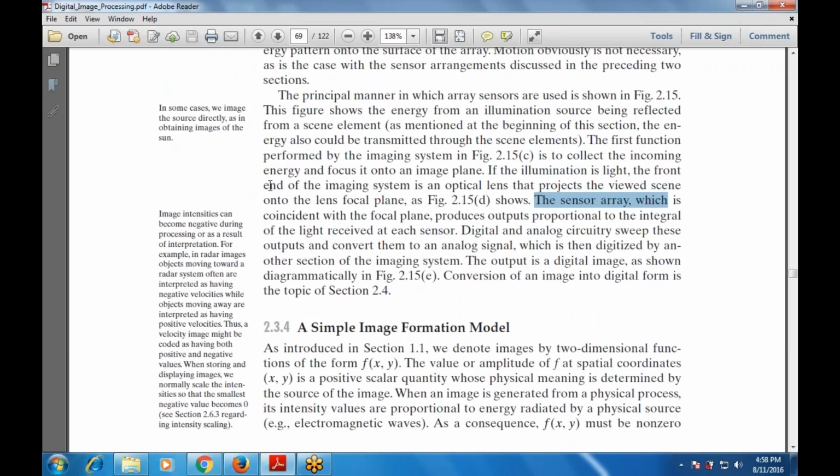And the sensor array, which coincides with the focal plane, produces output proportional to the integral of the light received at each sensor. The digital and analog circuitry sweep these outputs and convert them into analog signals, which are then digitized by other sections of the imaging system. Now, what's the output? The output is a digital image produced by the digital camera.